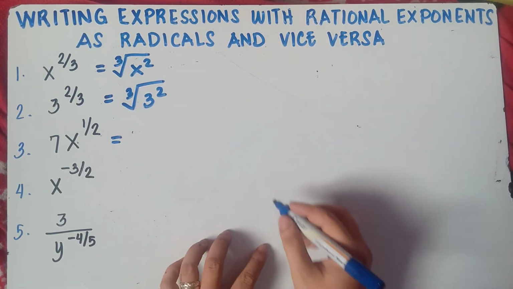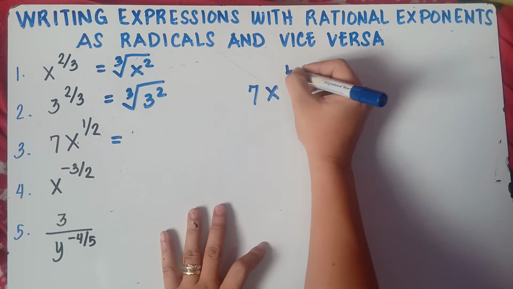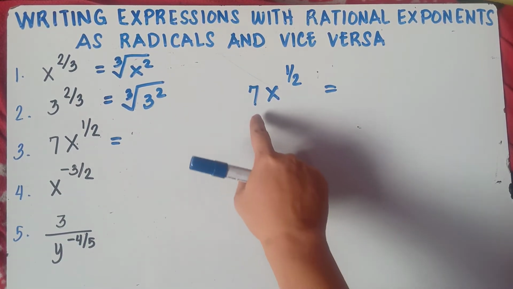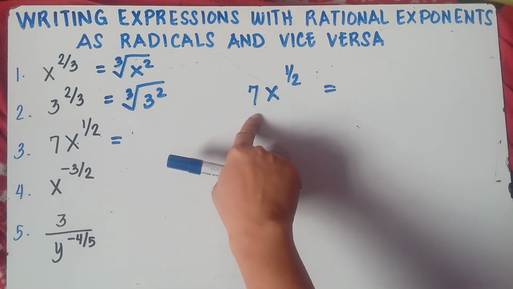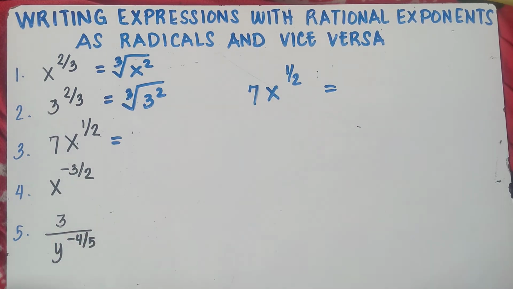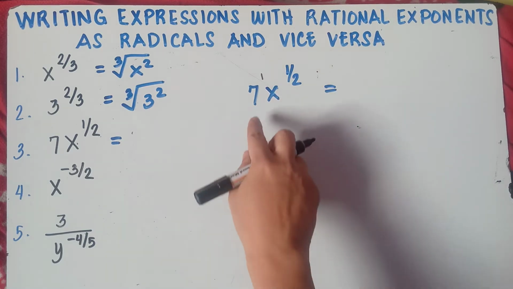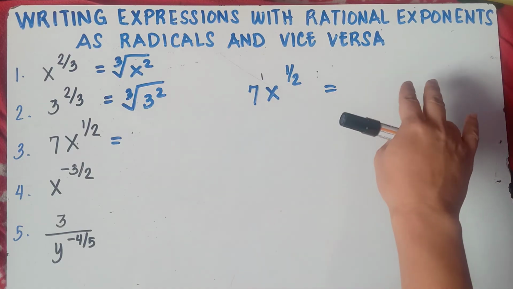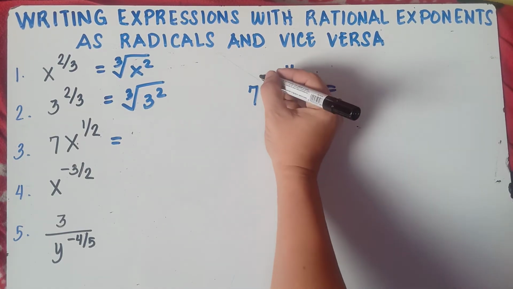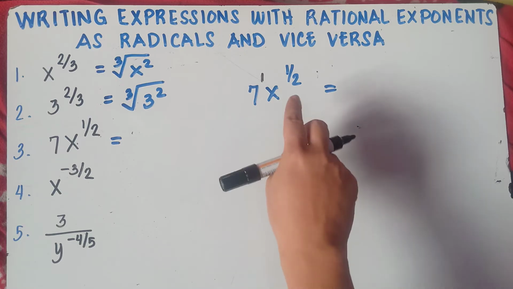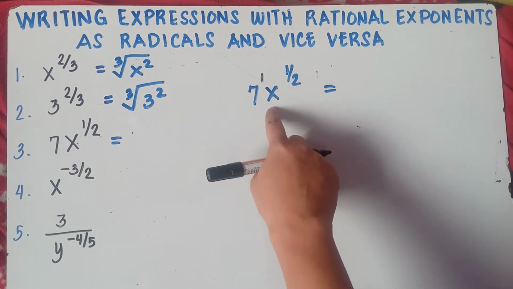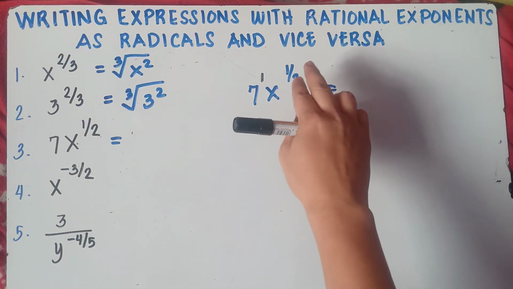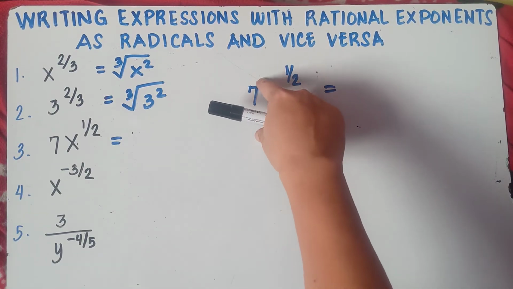Let's try number 3. So 7x raised to the power of 1/2. Now, in this scenario, class, do not be confused. This 7 here, the exponent is 1. Okay, once again, do not be confused. The exponent of 7 is 1. So, do not include 7 in the radical. Do not put 7 inside the radical, class. Why is that, sir? Because the exponent of 7 here is 1. Only x has a rational exponent. The exponent of x is a fraction. So therefore, this x only has a rational exponent. But for 7, the exponent is just 1.